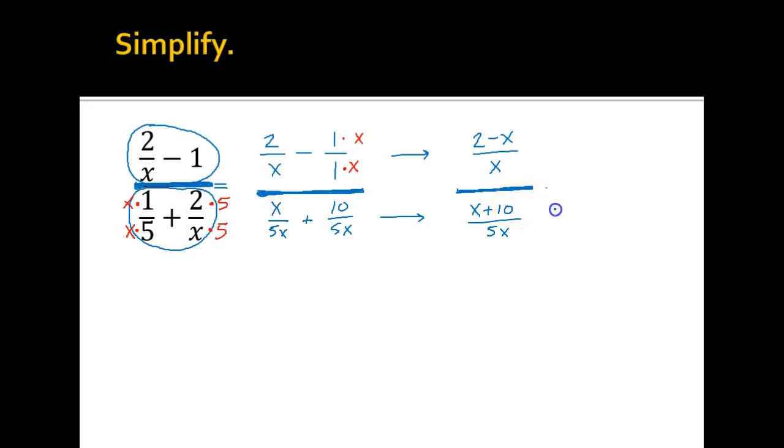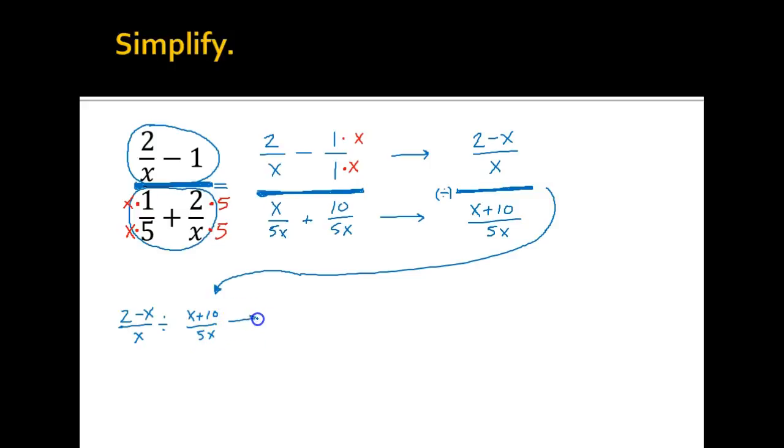So now I'm going to take this and write it over here so I continue to move left to right. I'm going to write what that problem means. What's that fraction bar mean? It means divide. This is a division sign. So I'm going to write that out. 2 minus x over x divided by x plus 10 over 5x.